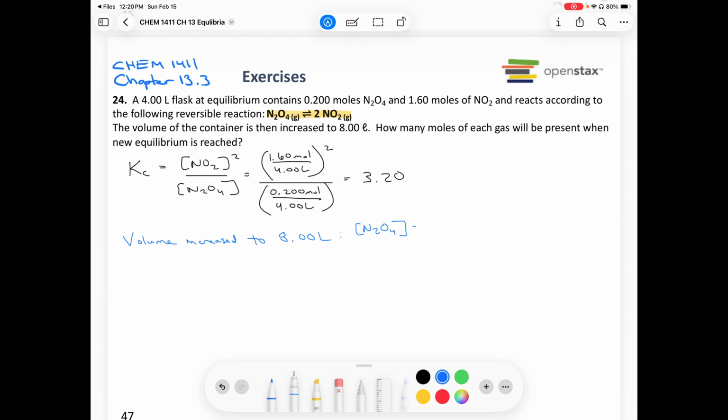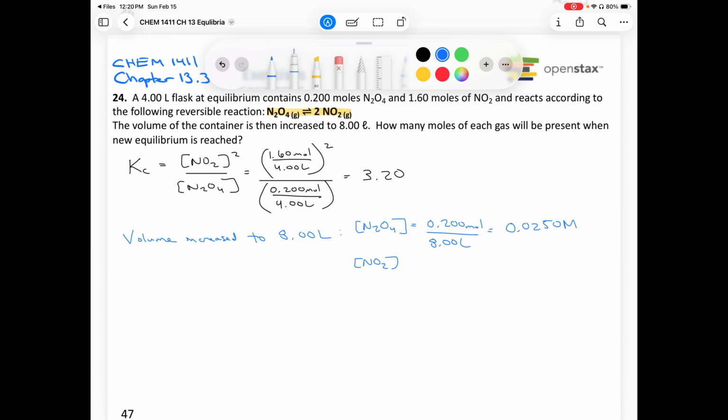And so when we do that, our new concentration of N2O4 is going to be equal to the 0.200 moles, but now I'm in 8.00 liters, and that gives me a concentration of 0.0250 molar, and the concentration of my NO2 is going to be 1.60 moles divided by 8.00 liters, and that gives me 0.200 molar.